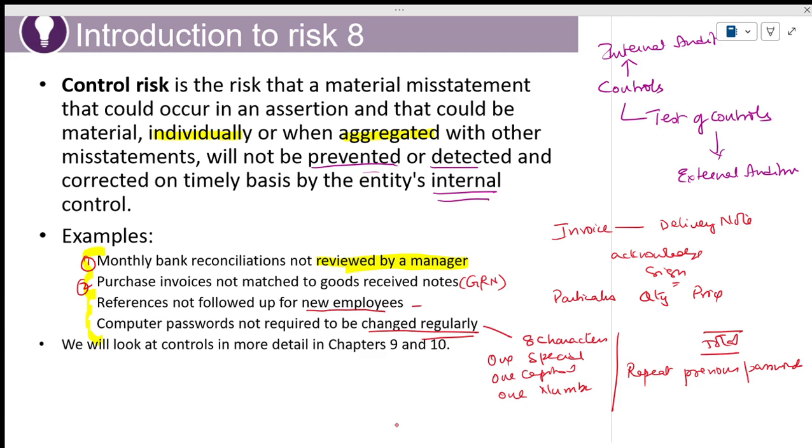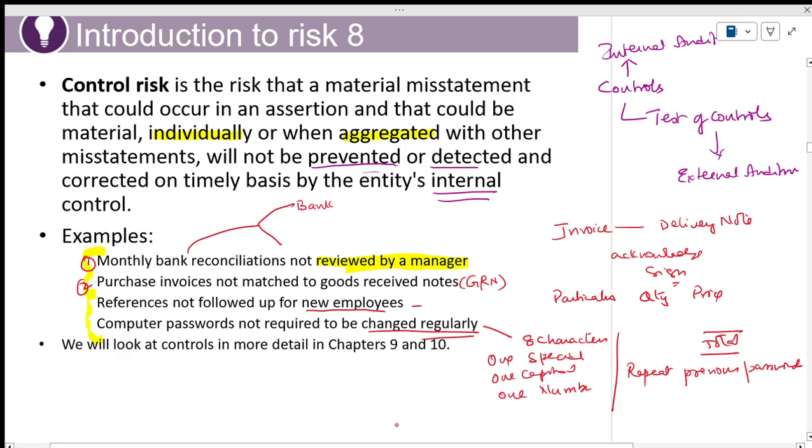I have a question, please. Please tell me. In this case, how can the material misstatement and control risk be individual or aggregate? Fine. Individual or aggregate, is it? I will take one example. For all, I will give examples.